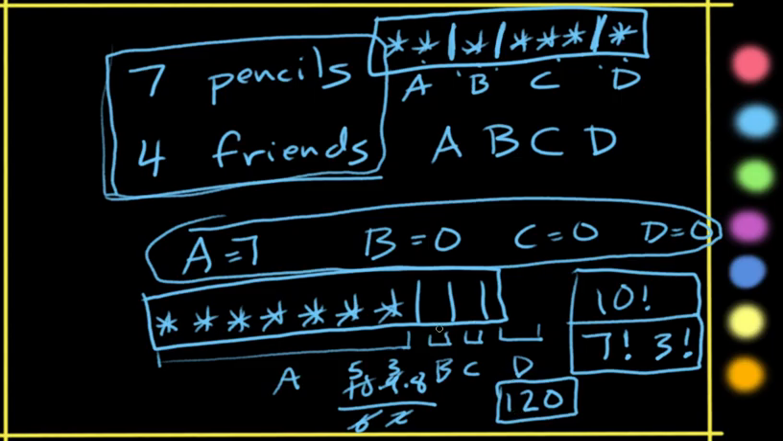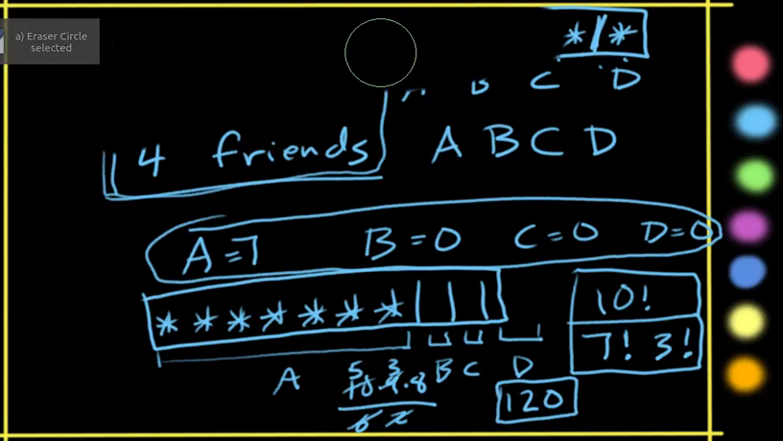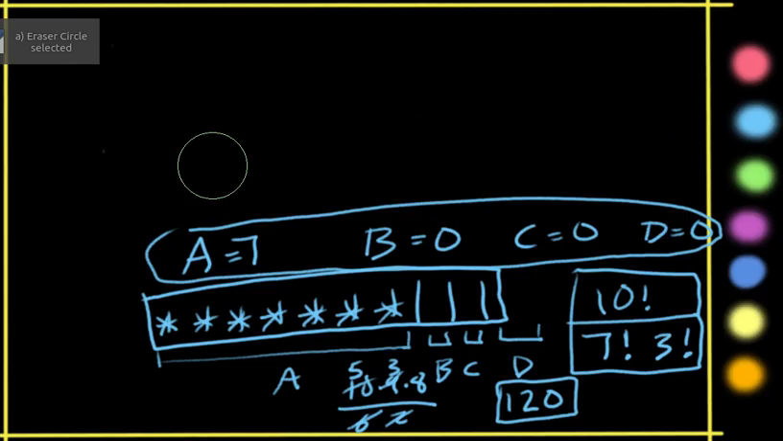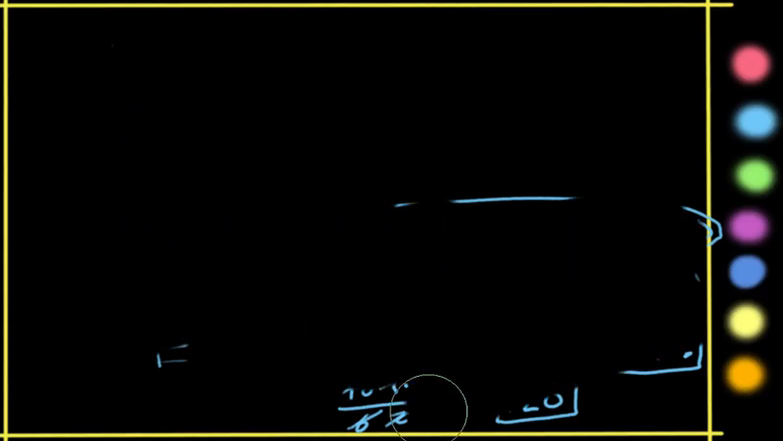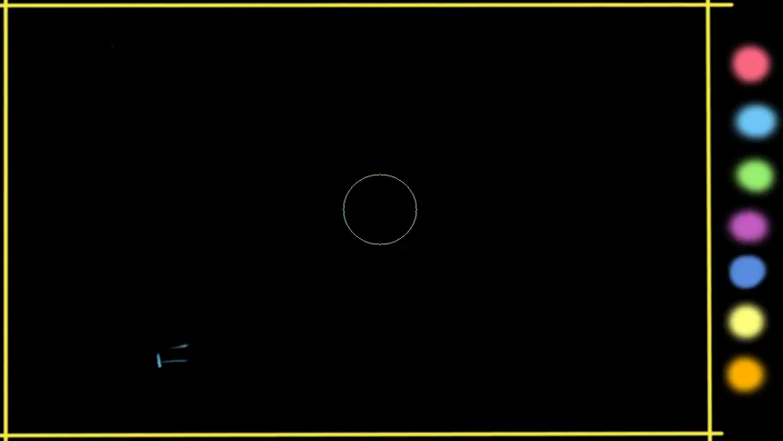So hopefully you understand that stars and bars thing, because it comes in really handy in some of these combinatorics problems. Okay, all right, now I want to actually solve some problems. We've done enough learning for now, so let's jump into some problems.